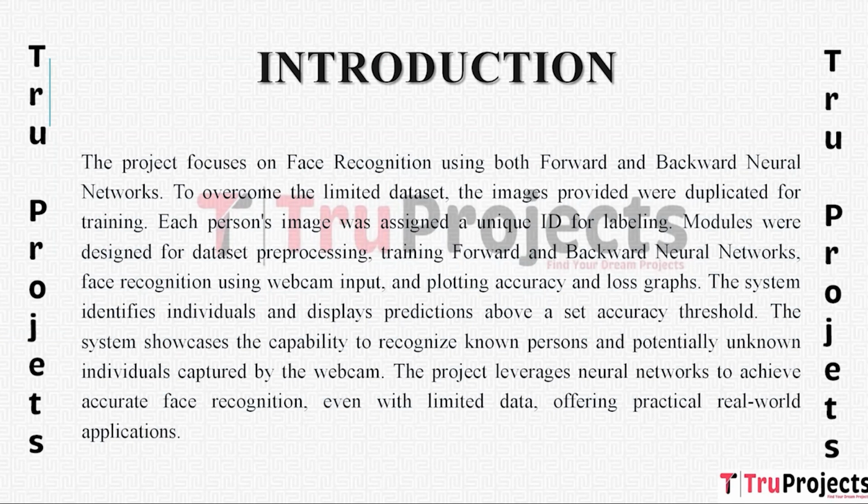There are modules for face recognition utilizing camera input, training forward and backward neural networks, pre-processing datasets, and showing accuracy and loss graphs. The program recognizes people and shows predictions that are more accurate than a predetermined threshold. The algorithm demonstrates the capacity to identify both known people and possibly unknown people caught on camera. With only a small amount of data, the project uses neural networks to accurately recognize faces and provide useful real-world applications.